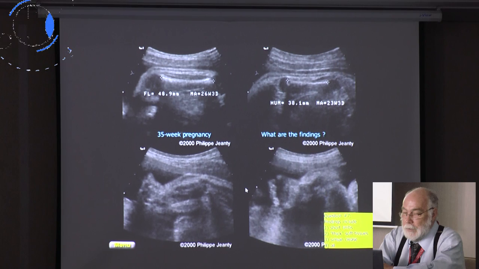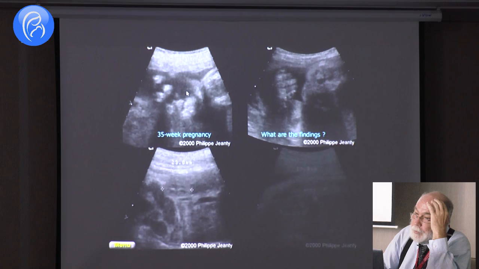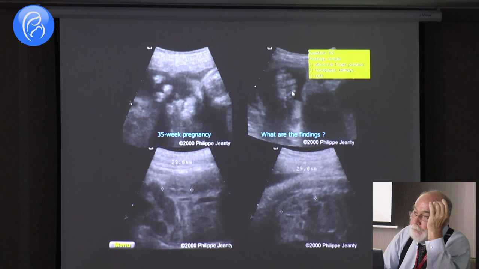This is another one that gives us a lot of trouble. This is a 35-week pregnancy. Femur is measuring 26 weeks. Uterus is measuring 23 weeks. You see the baby has a lot of soft tissue, so it's not growth restricted. You see in the hand, there's a single palm crease here. In the other hand, there's another single palm crease. There's overlapping of the fifth finger over the forefinger, so the baby has clinodactyly.